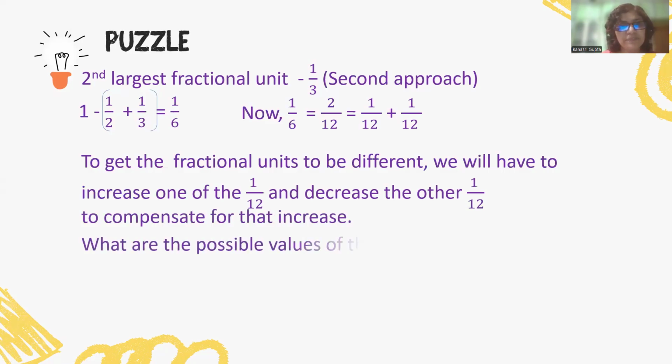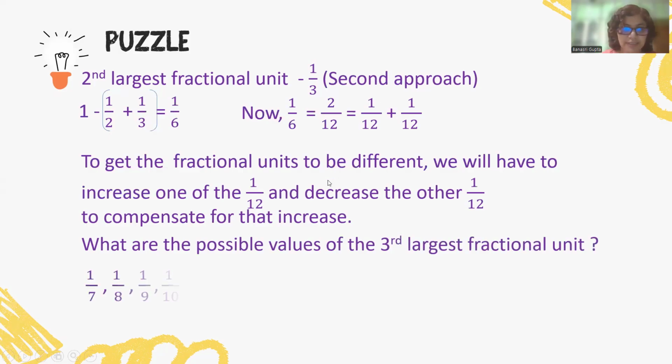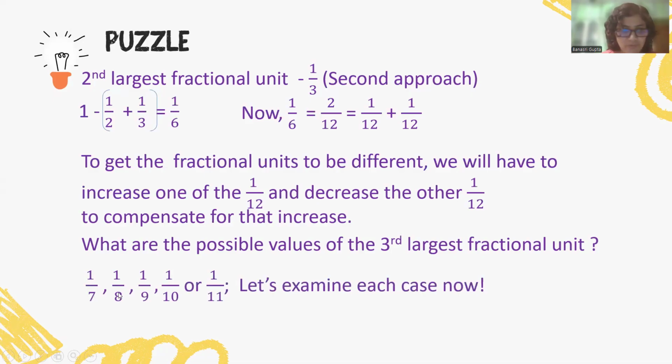So what are the possible values of the third largest fractional unit? It can be 1/7, 1/8, 1/9, 1/10, and 1/11. Why? Because it should be less than this number and greater than this number. So the denominator is greater than 6 and less than 12. Those numbers we have to consider. So all these fractional units, let us examine each of them now.